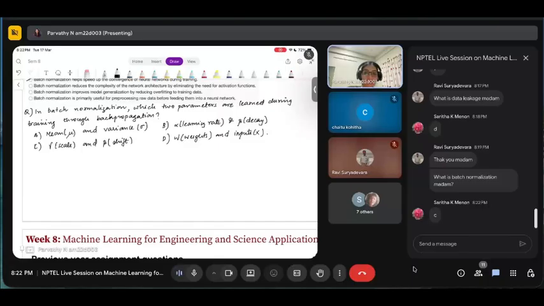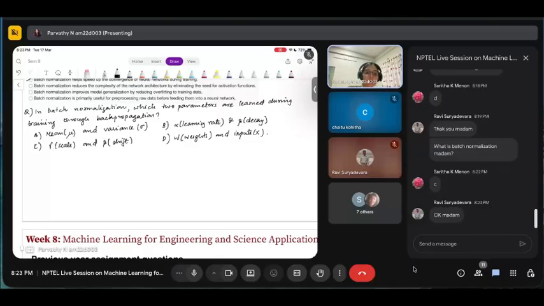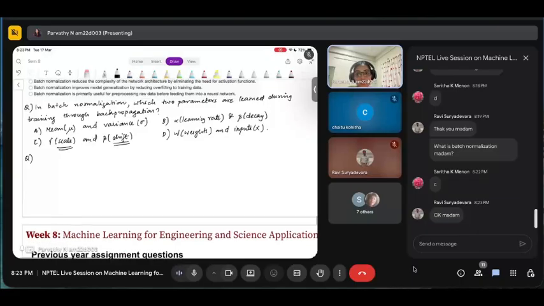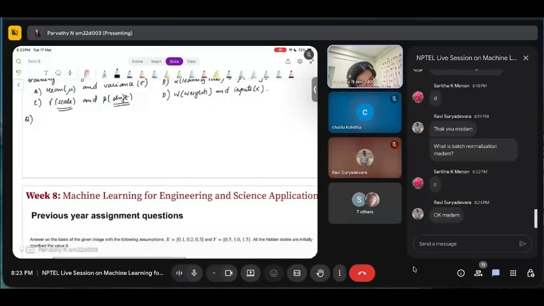Here we are asking what are those two parameters that are learned during training through backpropagation in batch normalization. Those two parameters are scale and shift, which are gamma and beta. This is one question that sir asked in the video. If you have watched the video, you might be able to answer this.